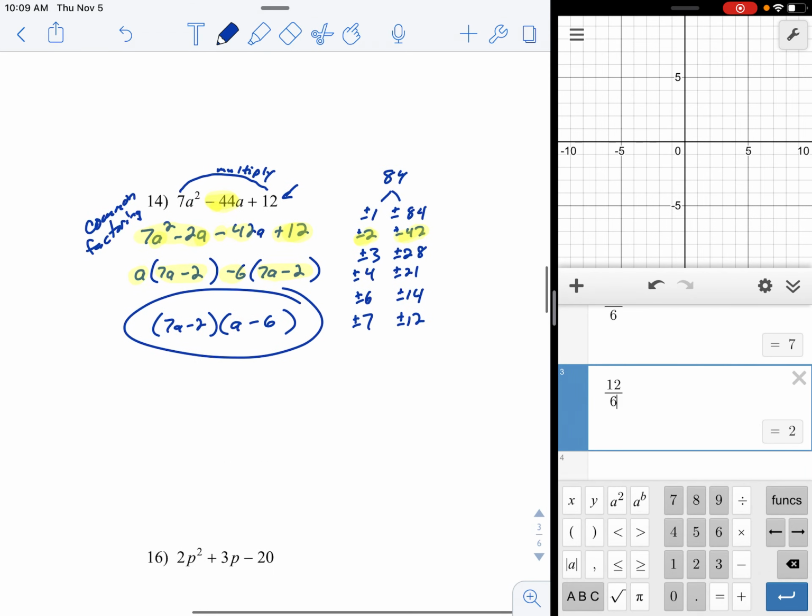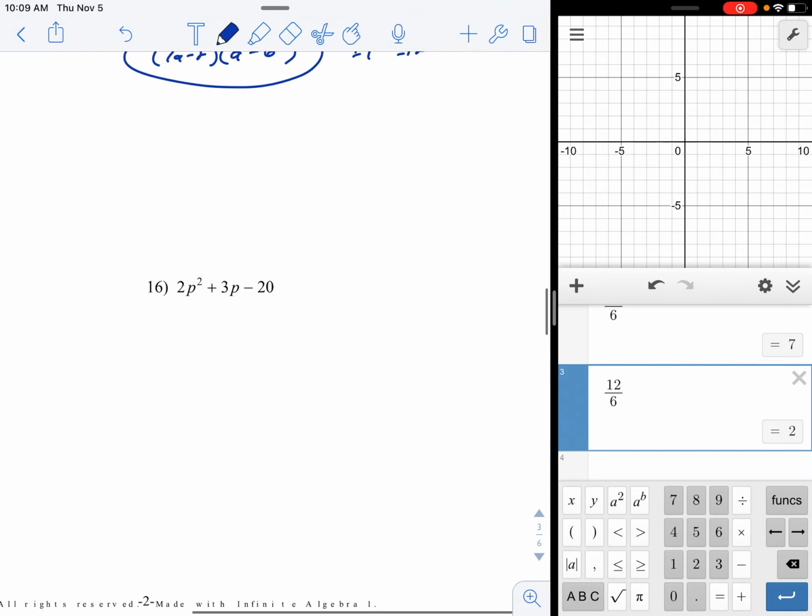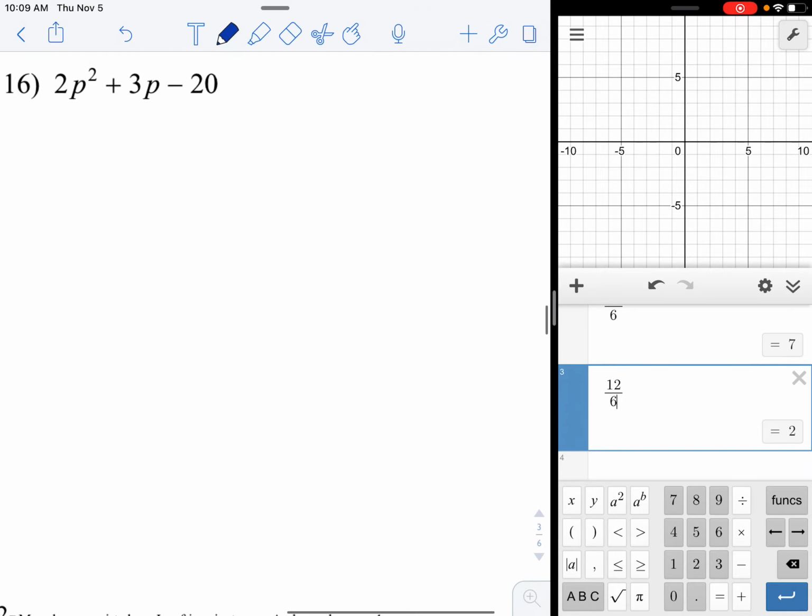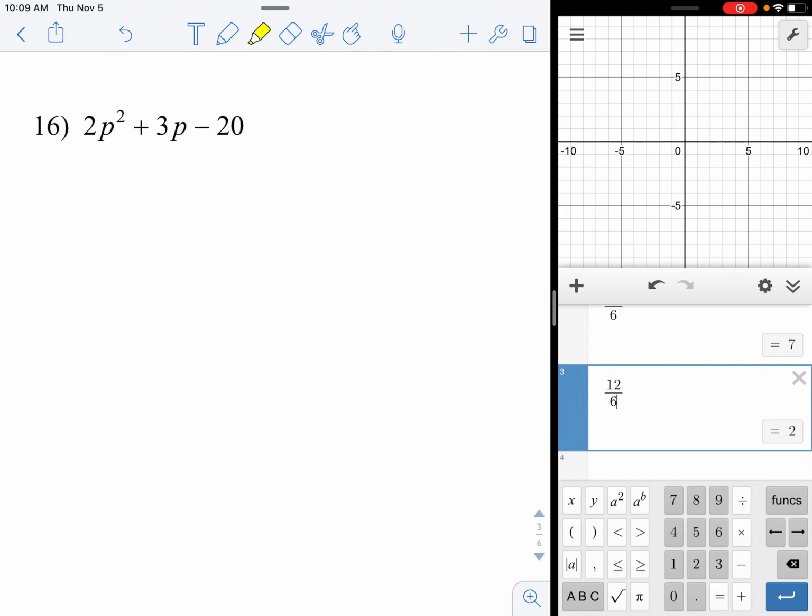Was that too much? Yeah, I understand if you say it was. If you learned this method before, this is just a review. If you've never seen it before, it might take a couple of tries to get it, have it sink in. Number 16 is the exact same thing. We got a lead coefficient, so we're going to have to do this method.